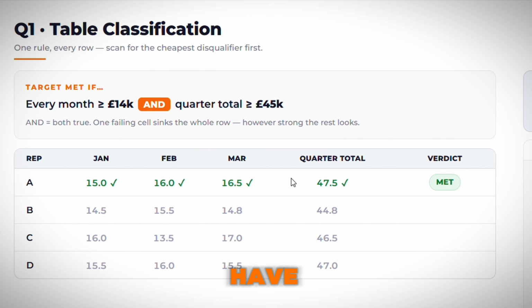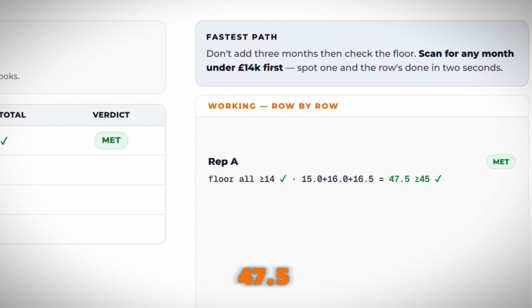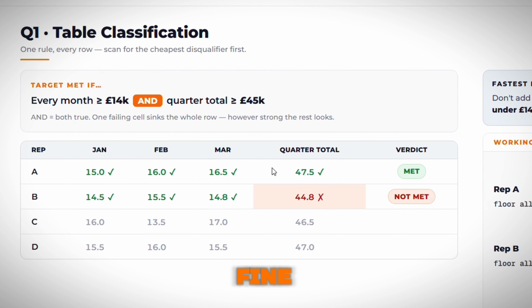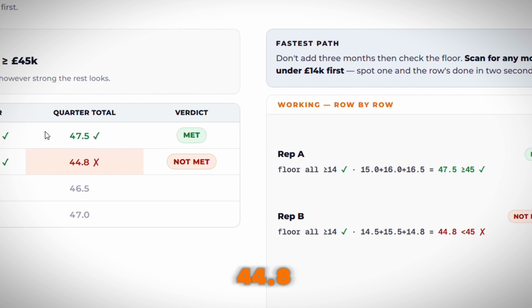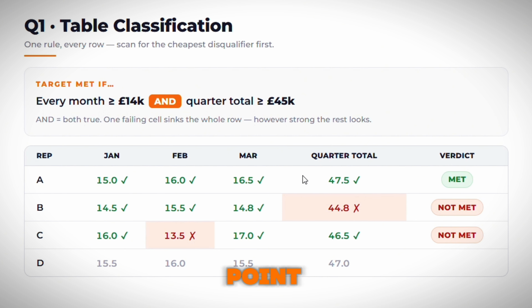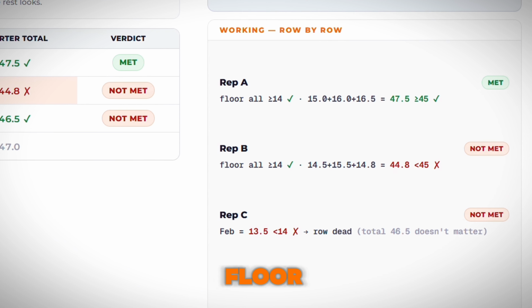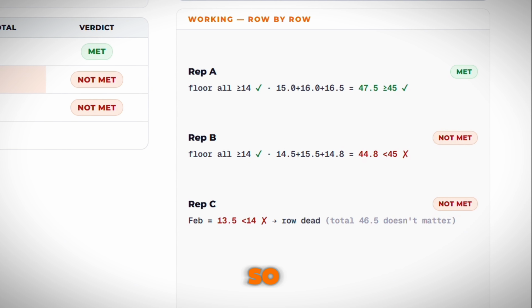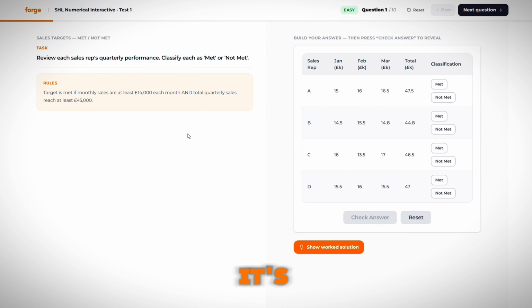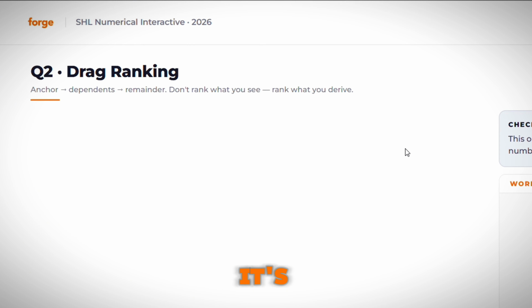For rep A, we have all 3 months clearing 14 and the total is 47.5. So they both pass. It's met. For rep B, we have the months looking fine, but the total only adds up to 44.8 and it's under 45, so it's not met. Now for rep C, we have something that catches people off guard. The total is healthy at 46.5, but if you look at February, it's 13.5. This is under the floor, and that one cell sinks the entire row, so it's not met. Now rep D is simple, it's all clear, so it's met. And now when we go back to the question, it's very easy to see that it's met, not met, not met, and met.